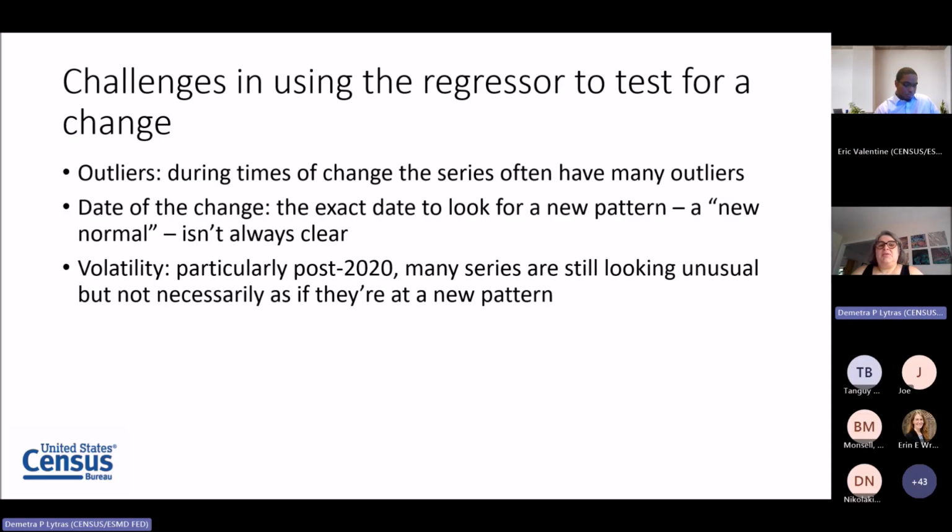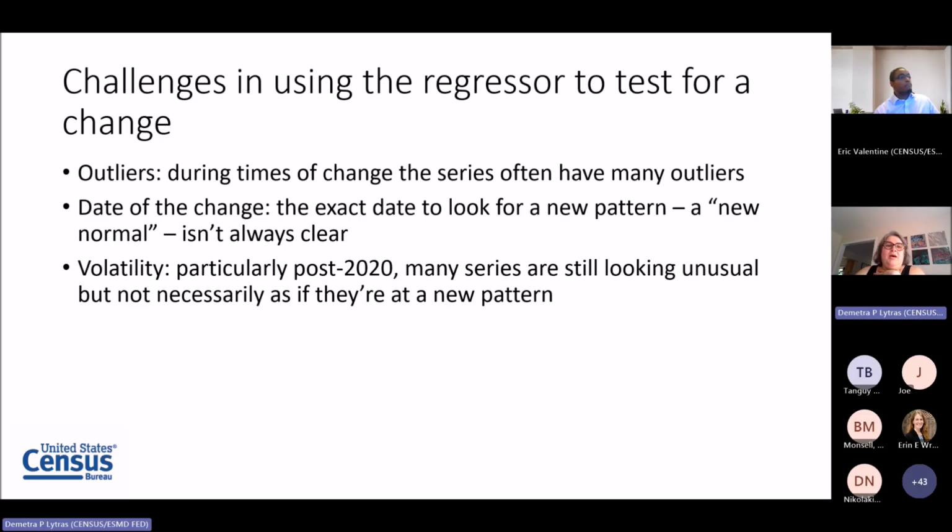There are some challenges in using these regressors to test for a change. First of all, during these times of change, we often have a lot of outliers, a lot of level shifts, a lot of additive outliers, and that could really make an effect on the significance of these regressors. If you don't have enough outliers accounting for some of those big changes, then these regressors might pick up a significant effect that's really just an outlier. If you have too many, it might not pick up the change at all. So you want to be careful with outliers. We must have been trying a couple of different options for dealing with the outliers, as the other speakers will talk to you about.